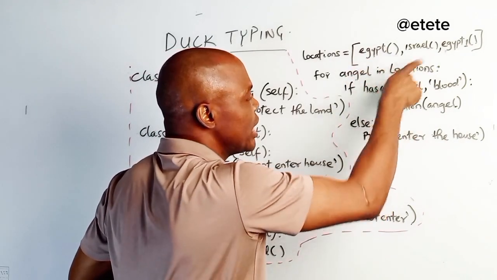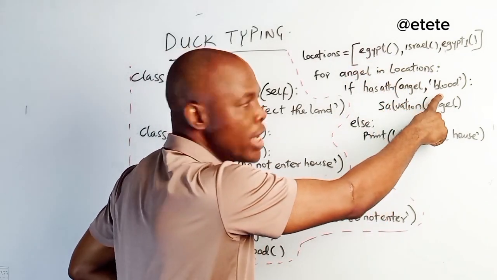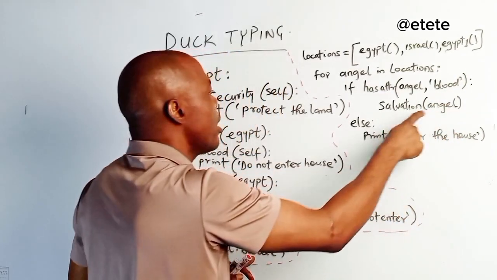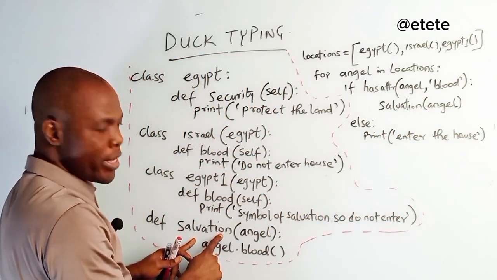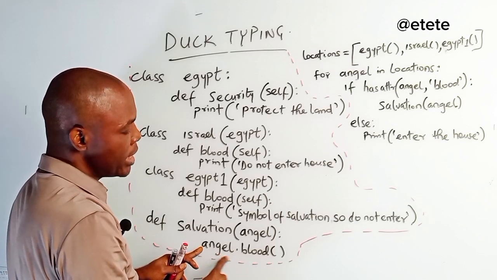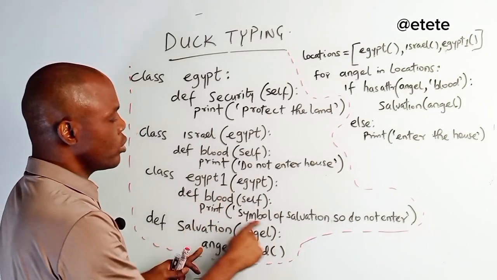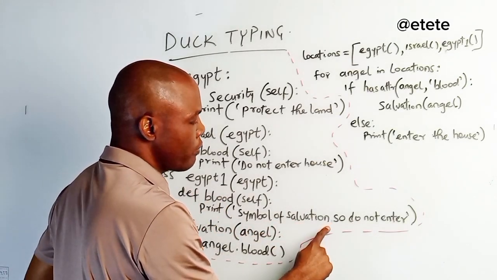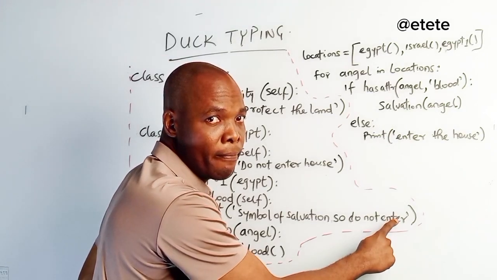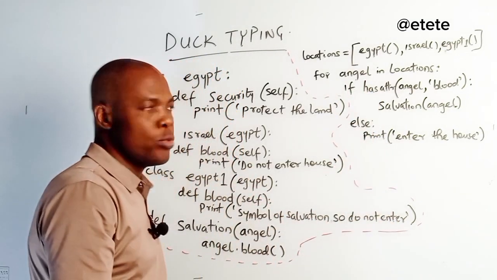Then it will come in. It will check that Egypt 1. Does it have a blood method? Yes, it has a blood method. Then it will go in. When it goes in, it will call this one. When it calls this one, it will go in and say angel.blood. So for that one, it's going to print out symbol of salvation. So do not enter. That is what it's going to do.